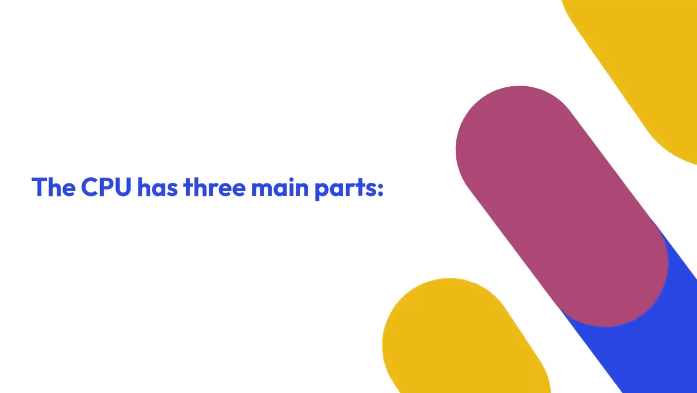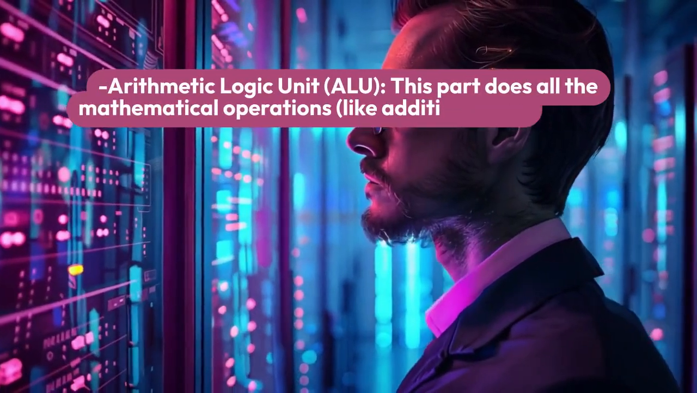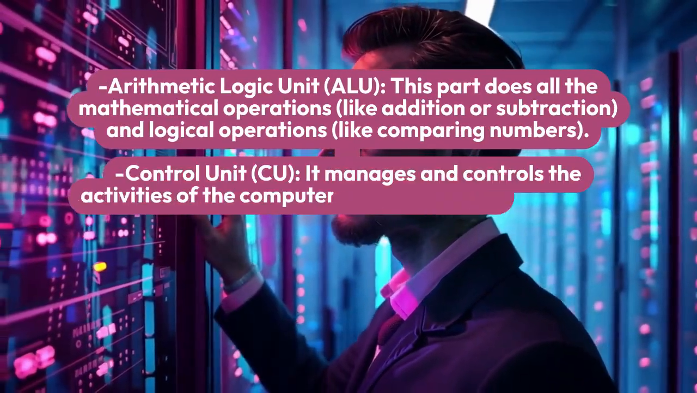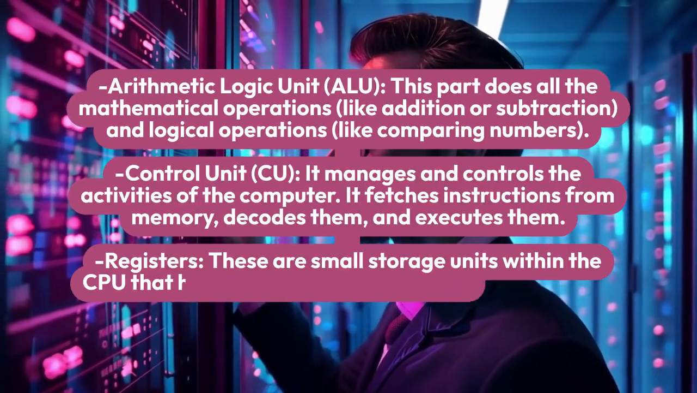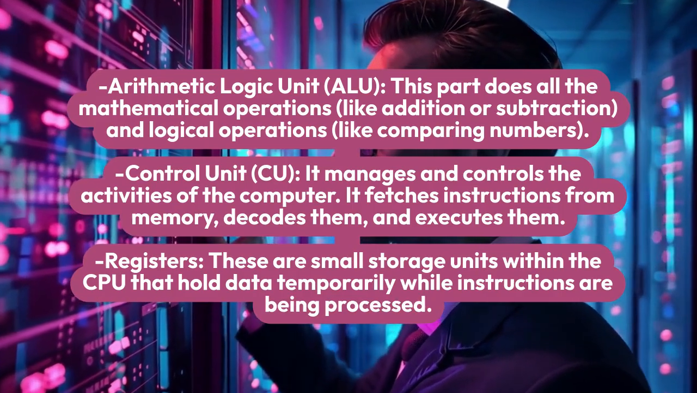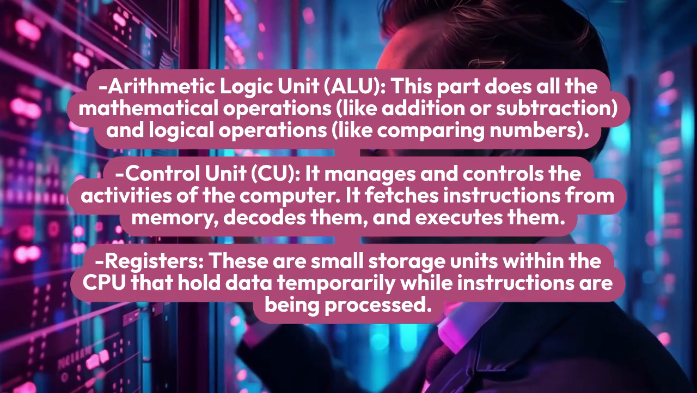The CPU has three main parts: arithmetic logic unit, ALU. This part does all the mathematical operations, like addition or subtraction, and logical operations, like comparing numbers.